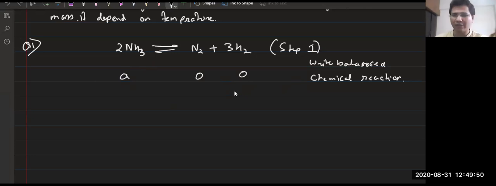Now, what do you think? At equilibrium, NH3 will be consumed, yes or no? Yes. So suppose NH3 is consumed by X amount. How much N2 will be formed? Tell me, how much N2 will be formed?